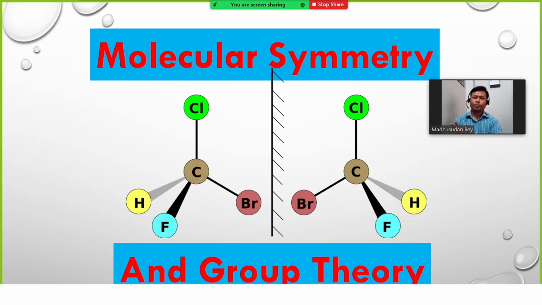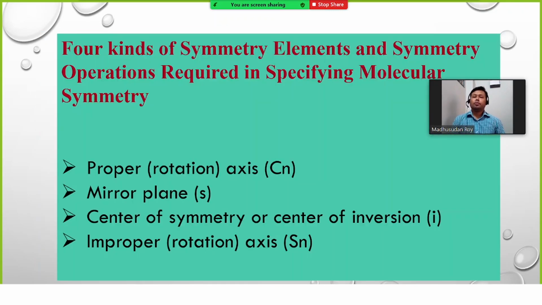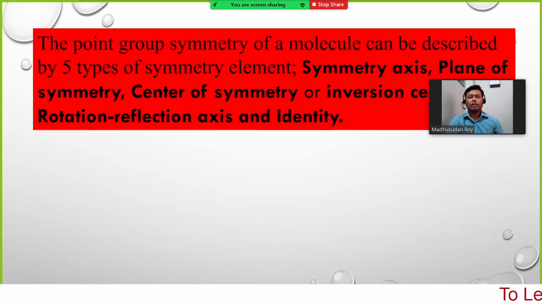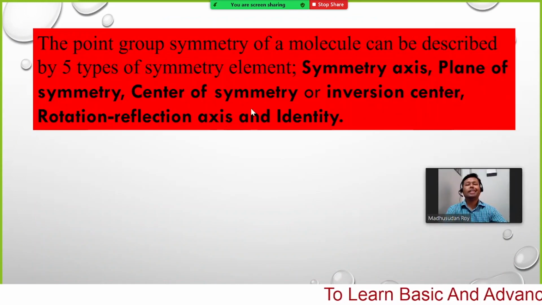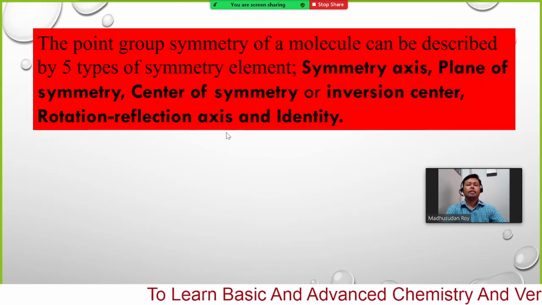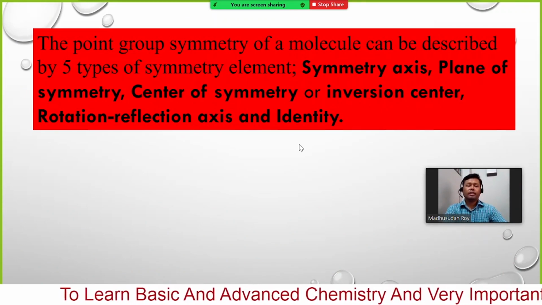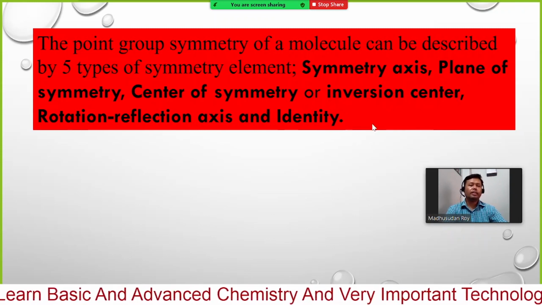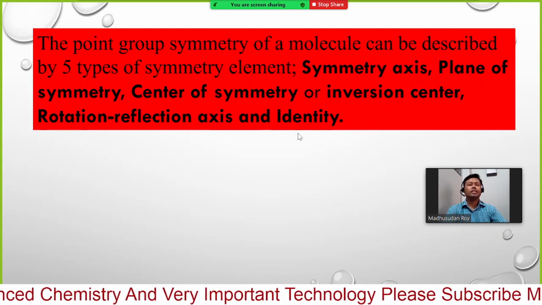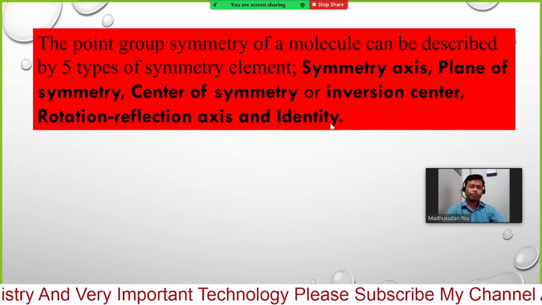The rest of them, as we have mentioned, are symmetry axis, plane of symmetry, center of symmetry or inversion center, and rotation reflection axis, these 4. But if you have no symmetry, just only rotation by 360 degrees, in that case you will have the identity operation.